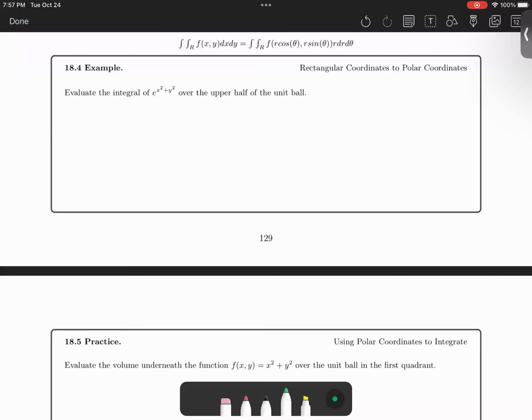All right, let's work on this example, 18.4. Evaluate the integral of e to the x squared plus y squared over the upper half of the unit ball. So this is a function from R2 to R. When I say unit ball, I just mean the unit sphere in 2 dimensions, and I only care about the upper half of it. So -1 to 1. It's over this region that I want to integrate this exponential function.